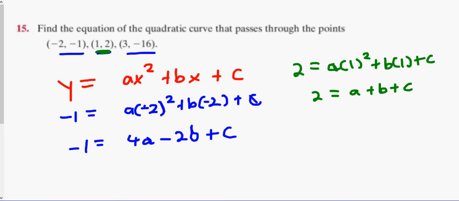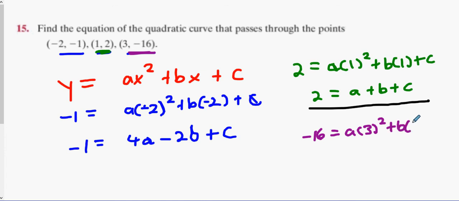Alright, what's the next thing after that then? So in the last one, -16 equals a times 3 squared, yeah, plus b times 3 plus c. And what do we get there?